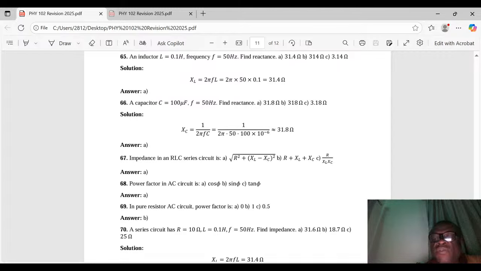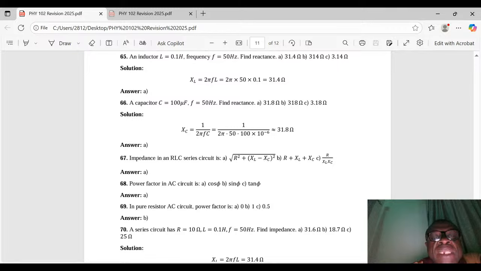Question 65. An inductor L is equal to 0.1 Henry, frequency is 50 Hz. Find the reactance. So look at the formula XL equal to 2 pi FL. And at the time you substitute, I have 31.4 ohms.